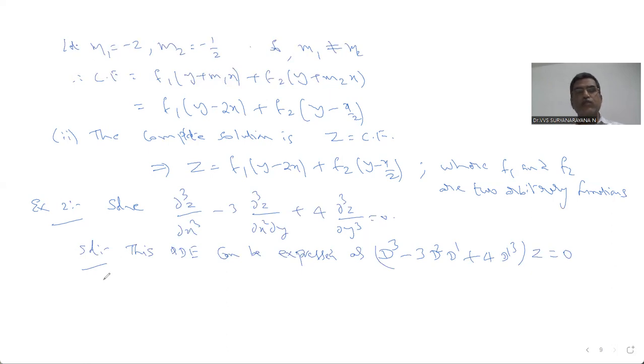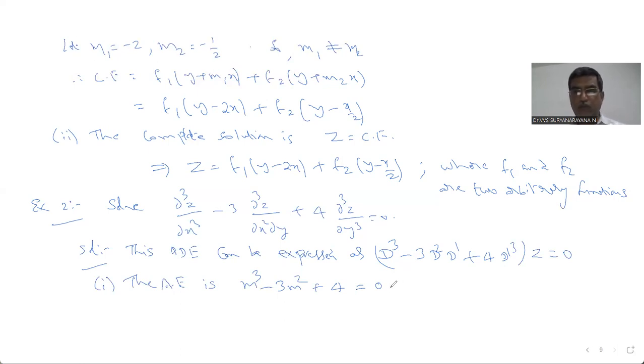Okay. So step 1. In step 1, we have to write the auxiliary equation. So the auxiliary equation, simply I will write AE. The auxiliary equation is replace D with m and D' with 1. So first term becomes m cube, second term becomes minus 3 into m square into 1, plus fourth one becomes 4 into 1 cube equal to 0. So m cube minus 3m square plus 4 equal to 0. It is a cubic equation. And we know that for a cubic equation, there will be three roots.